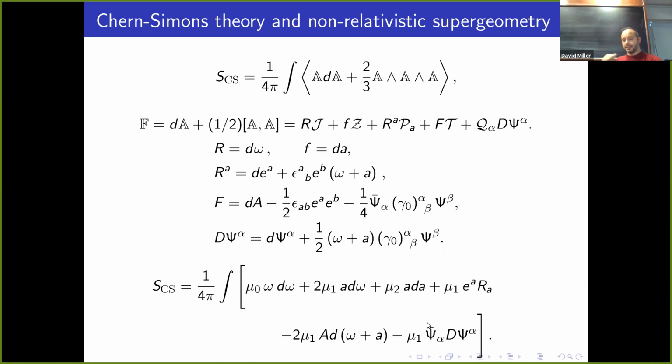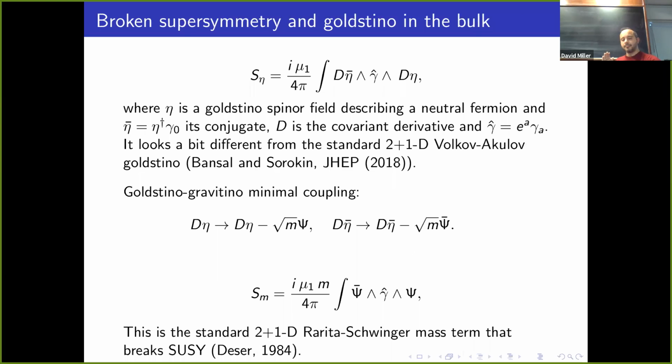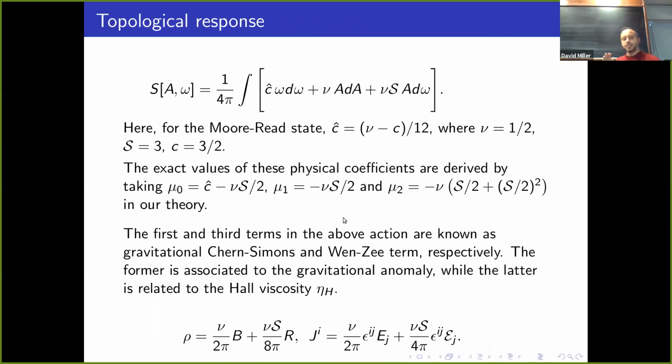Now, what we do, we integrate out a, as before, as done for the Laughlin states. We want to integrate out the emergent gauge field in order to have a final theory that only depends on omega and capital A. And it's exactly what happens here. So once you integrate out, you get finally a theory that has a standard Chern-Simons theory, U(1), as for Laughlin, the Wen-Zee term, similar to the Laughlin that I presented before, and the gravitational Chern-Simons theory that takes into account the gravitational anomaly.